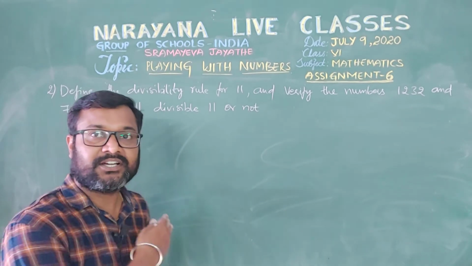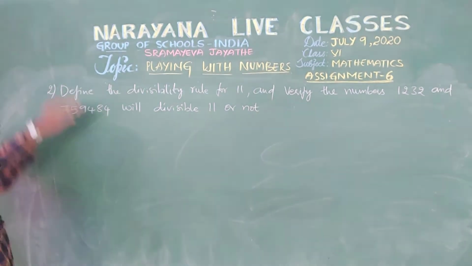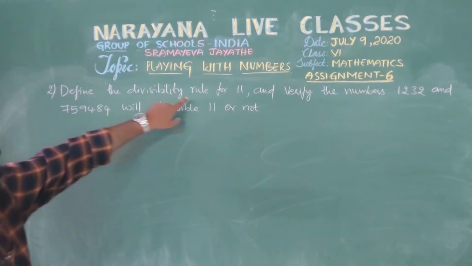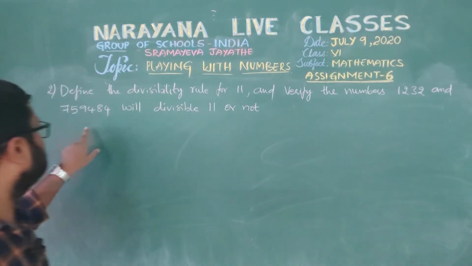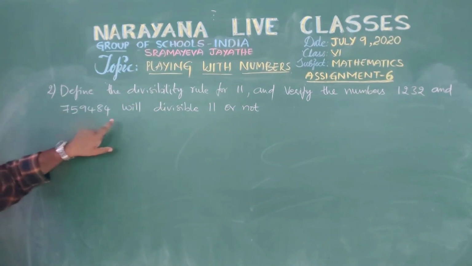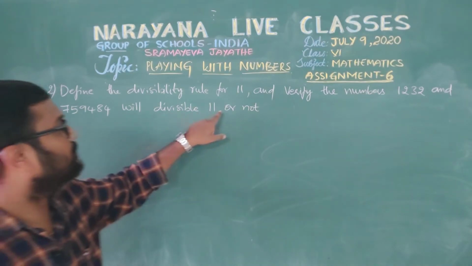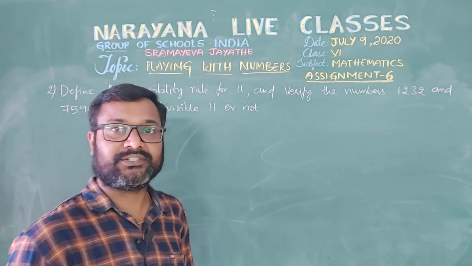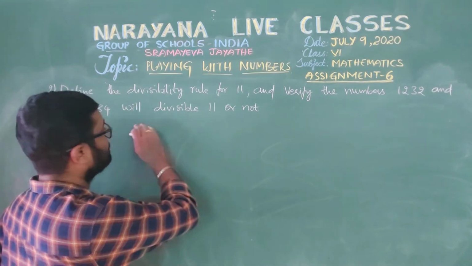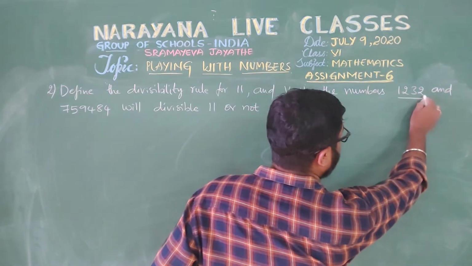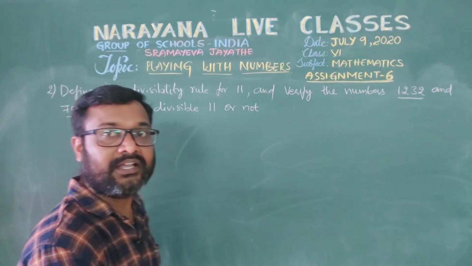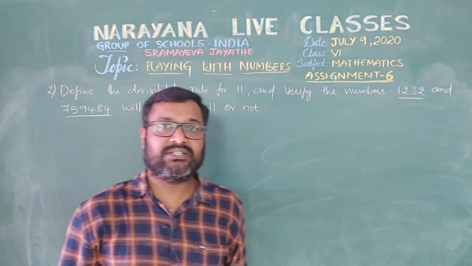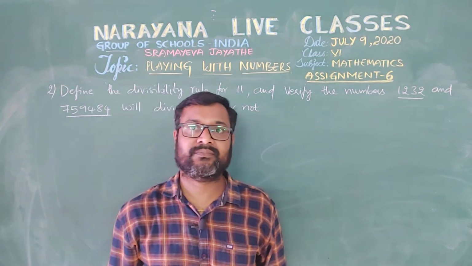Children, here is the second question on the board. Define the divisibility rule for 11 and verify the numbers 1232 and 759484 number will divisible by 11 or not. We need to check. You need to check these two numbers, that is 1232 and this number 759484. And before that, what is the divisibility rule of 11?